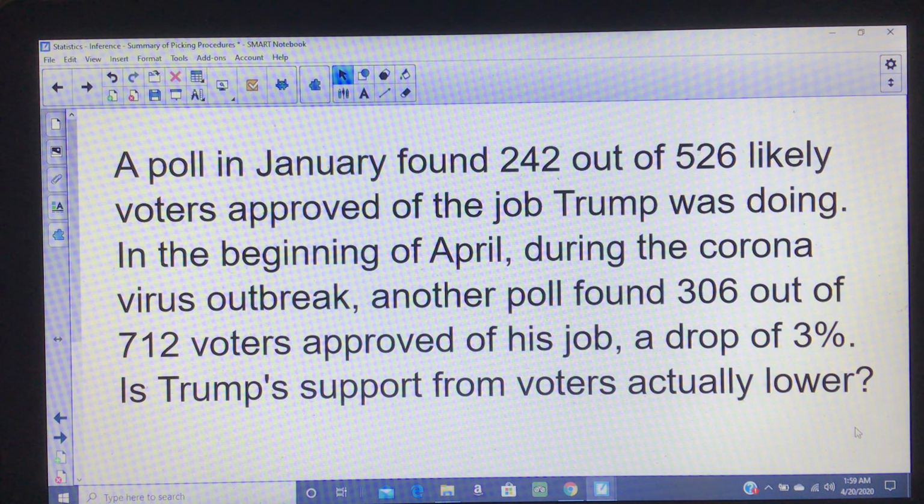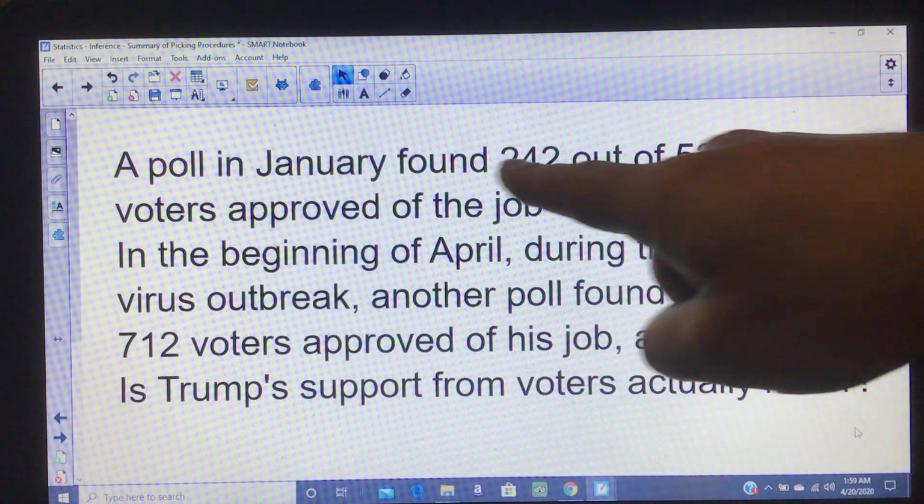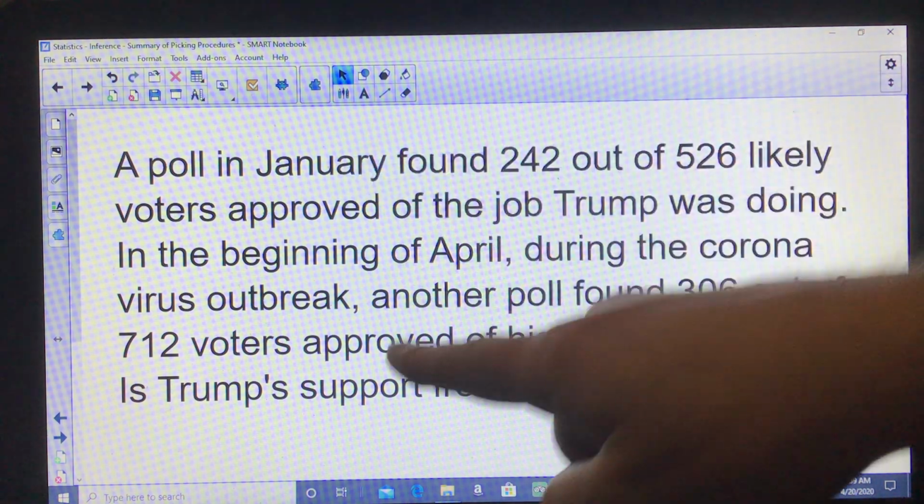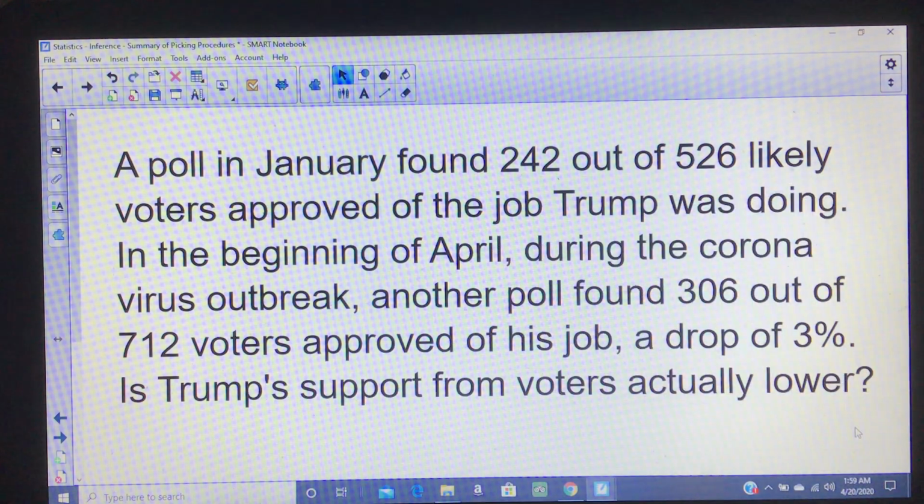So now Trump might get this information and might want to know, well, does this mean my support has actually lowered, or is it natural variation? So basically, this is going to be a two sample procedure, but it's actually going to be two proportions. So let's talk about the fact we do have two samples. We have sample number one of a group from January, and then sample number two, which is a group from April. So we're sampling two different groups. So there's going to be a 2 at the front of our procedure.